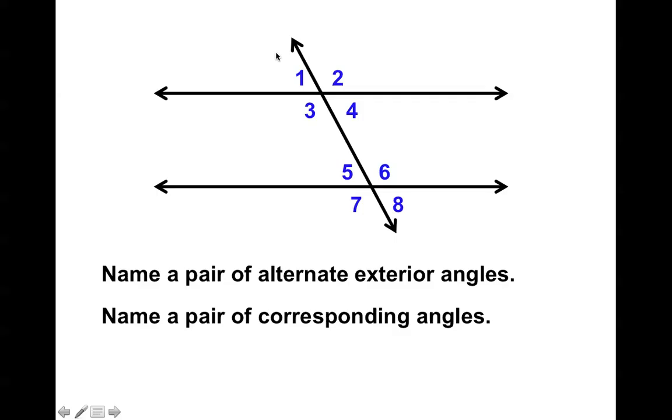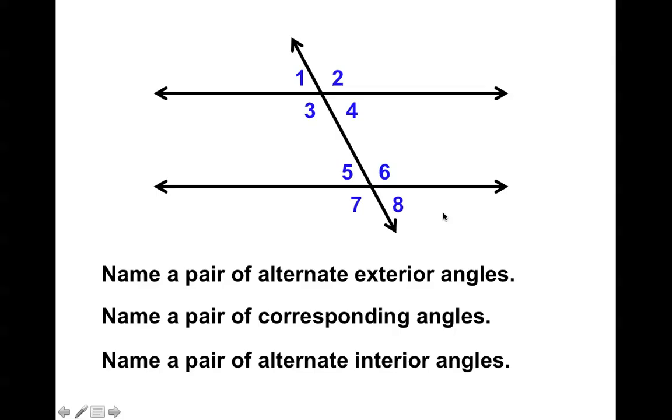Name a pair of corresponding angles. You got 4 choices here. Did you name 1 and 5? No. Did you name 2 and 6? No. 3 and 7? No. What about 4 and 8? Those were your 4 choices.